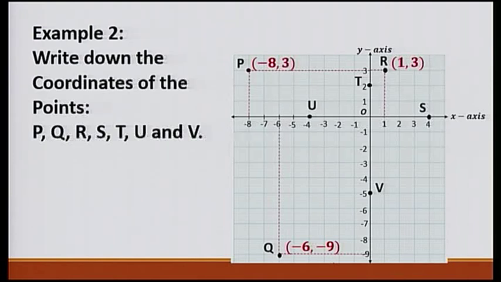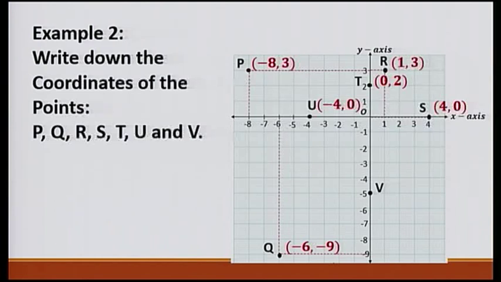Now we are going to locate points on the axes. The point S has x-coordinate 4 and y-coordinate 0. The coordinates of the point S are (4, 0). T has x-coordinate 0 and y-coordinate 2. The point T is (0, 2). U. The x-coordinate is -4 and the y-coordinate is 0. Therefore, the point U is (-4, 0).